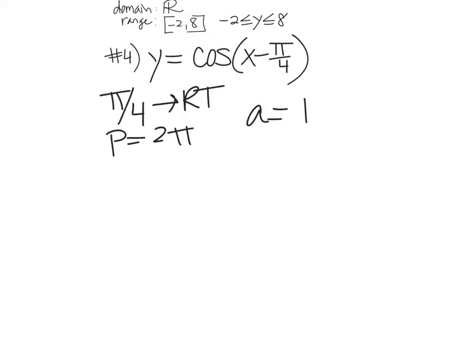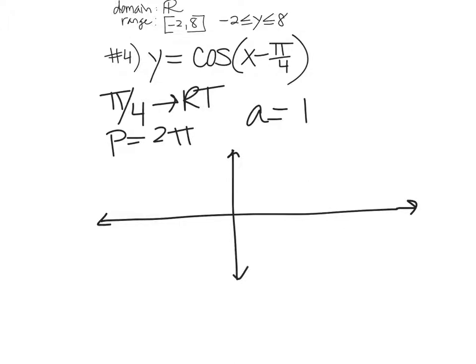Okay? So with shifts left and right, I usually graph the parent function. I mean, sometimes. It depends. If there's a lot going on, I'll graph the parent function. I'm sorry, what's RT? To the right. Oh, okay. Yeah, we're going to shift pi over 4 to the right.